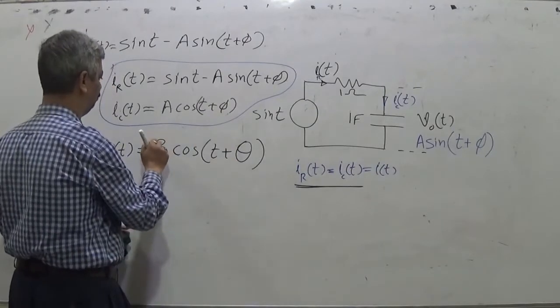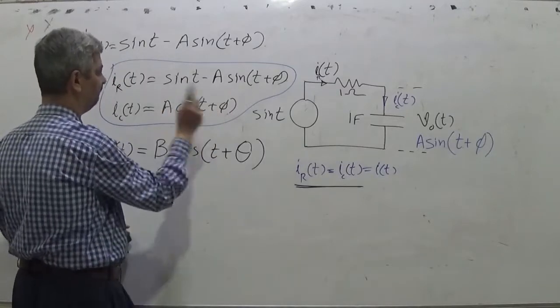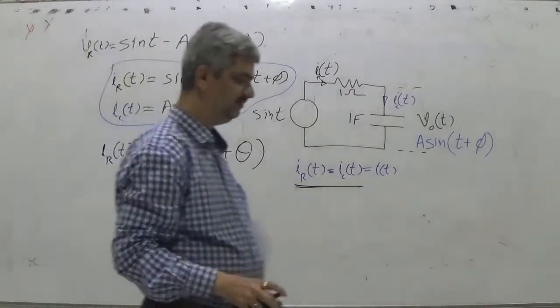So you have two equations. These two must be equal. Two unknowns, A and phi, and you can find A and phi.